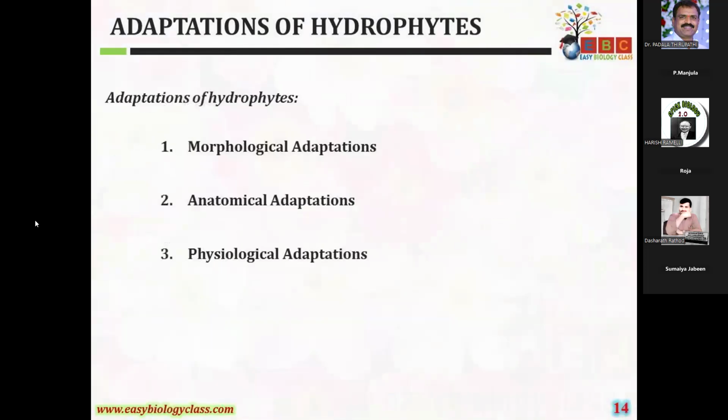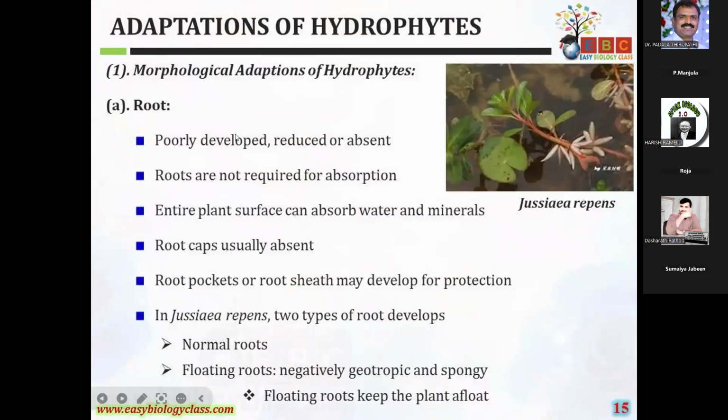So next one is the adaptations of hydrophytes. Adaptations may be morphological adaptation, that is external features, or anatomical adaptation, that is a modification which takes place internally, in the internal structure, or physiological adaptation. So first one is the morphological adaptations of hydrophytes.